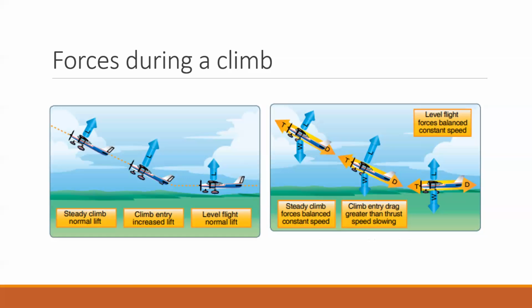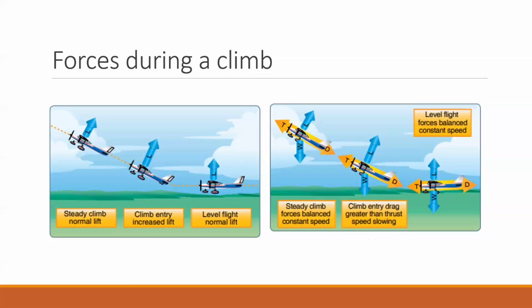And then once you're in an established climb, your lift vector will return to normal, and you'll be configured for that climb attitude. You'll just continue to fly upwards, and you won't need that extra component of lift. The same thing happens during a descent. In order to descend, you need to create less lift than weight. So you can decrease your angle of attack and decrease your airspeed, and that will allow you to descend.